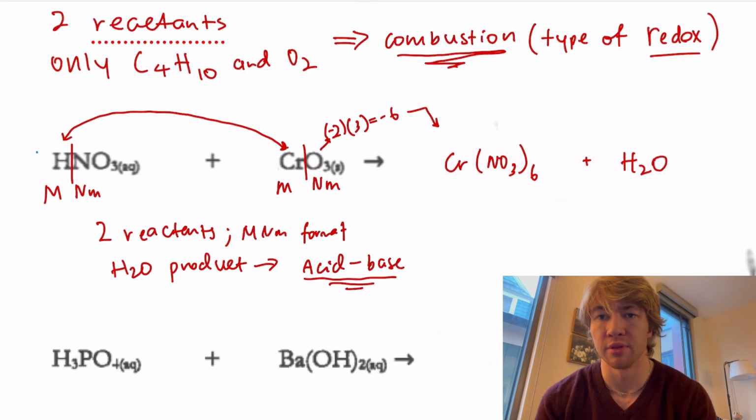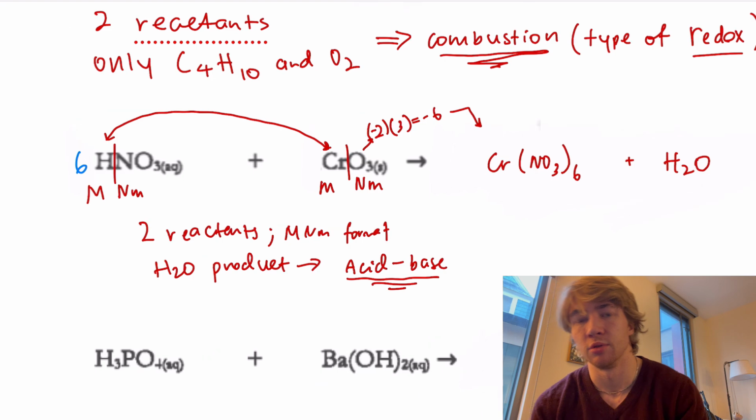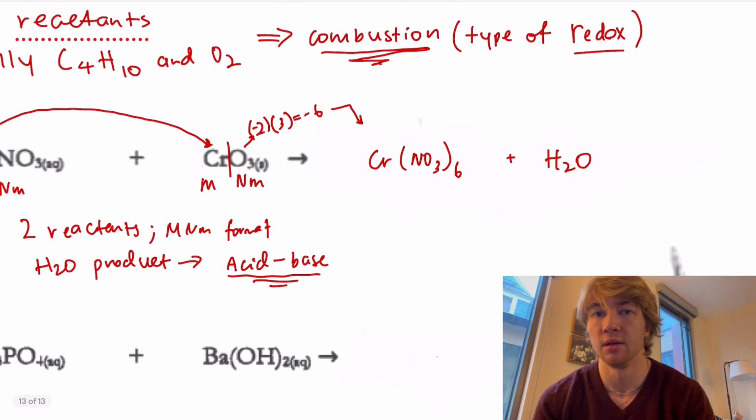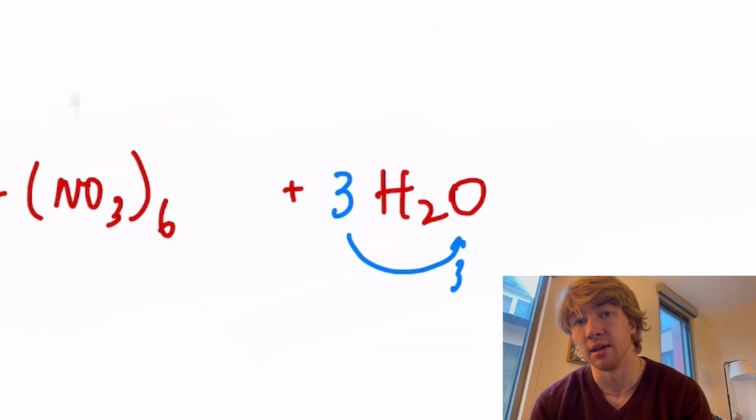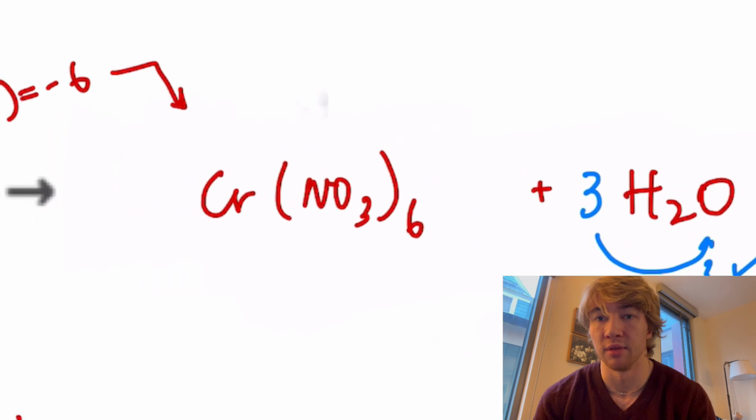Now to balance, we'll start with the nitrates. There's 6 on the right side, so we'll put a 6 in front of H and a 3 on the left side. That gives us 6 H's, which we can balance by putting a 3 in front of water. And that gives us 3 O's on the right side, but conveniently we've already got 3 O's on the left side, so we're good.